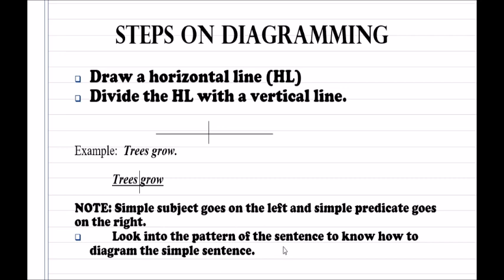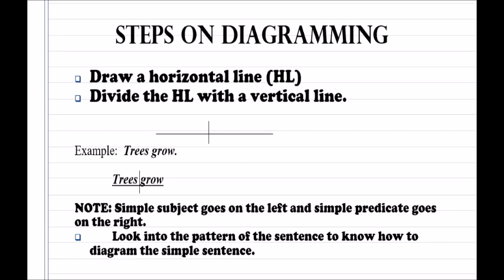Simple subject goes on the left. Remember, simple subject goes on the left and simple predicate goes on the right. For example, the trees will be here and grow will be here, since this is the subject and this is the predicate.